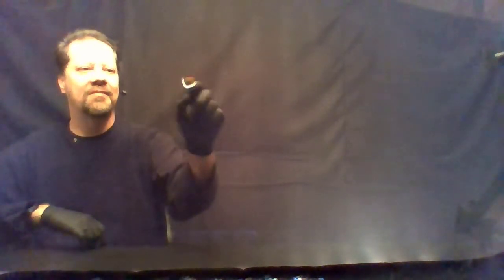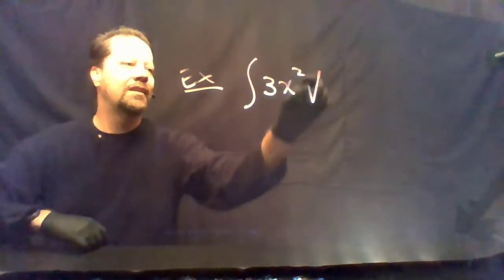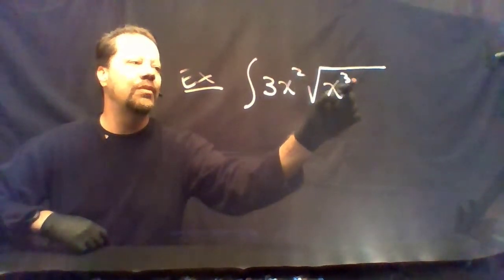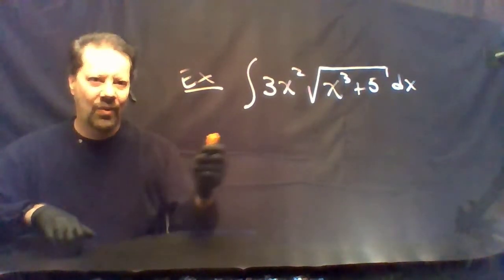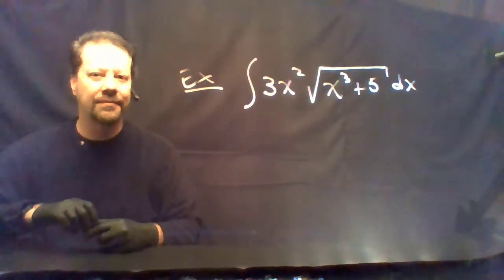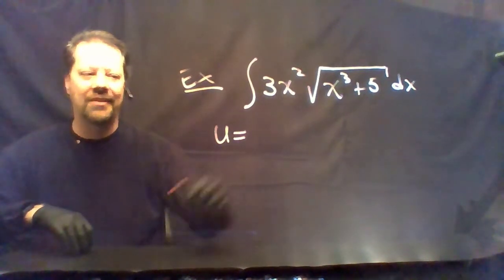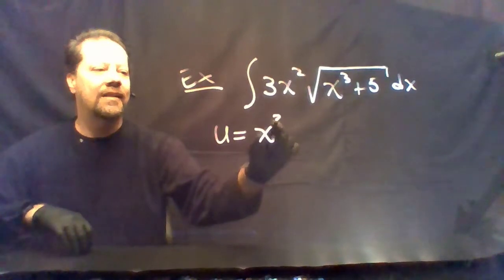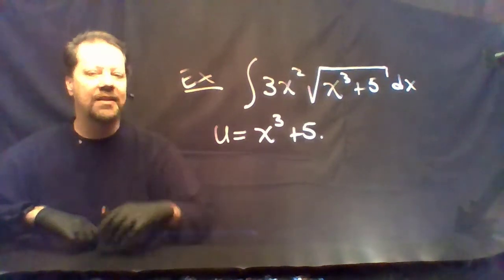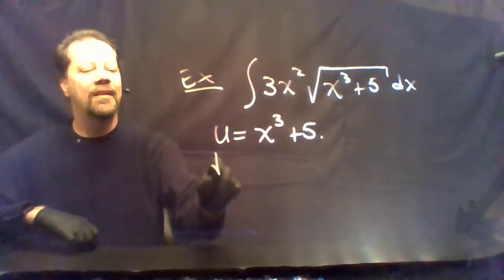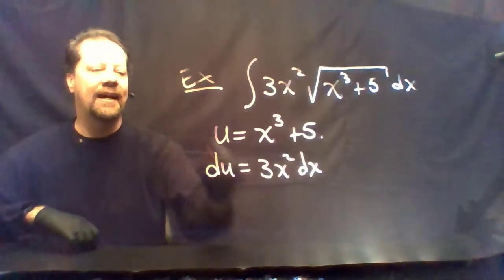Let's try this again. Suppose that I'm integrating 3x squared times the square root of x cubed plus 5. What should you choose for u? u is the thing that has its derivative lying around. So u is x cubed plus 5. Yes, make sure you include that plus 5 as part of the u. Du is then 3x squared dx.